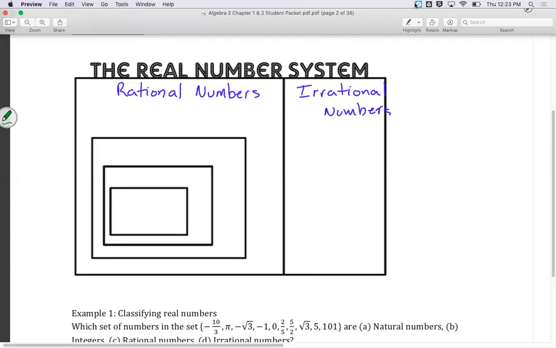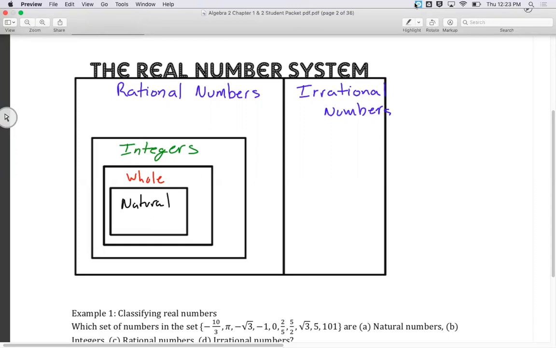All right, so let's talk about the one right below rational numbers. And that was what? Integers? So integers is that one right there, followed by whole and natural.